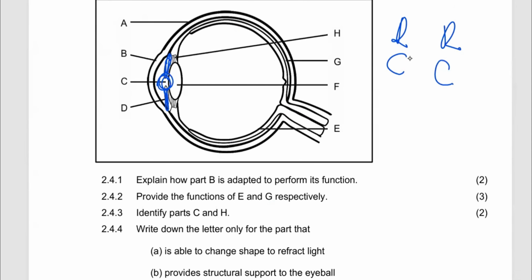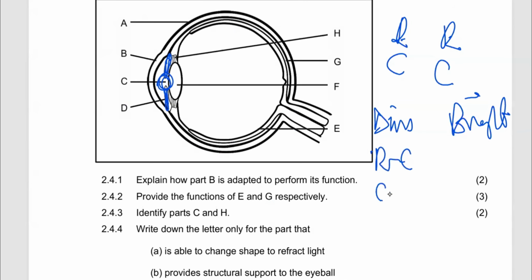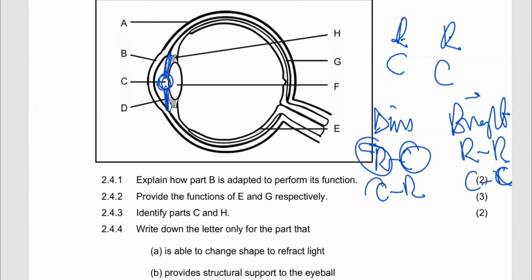So if radial muscles contract and the sacral muscles relax, what will happen? If radial muscles relax and the sacral muscles contract, what will happen? You come with the concept of dim light and bright light. In dim light, you mix things. When the light is off, you end up mixing things. So in dim light, R is going to go with C, and C is going to go with R. While in bright light, R goes with R, and C goes with C. So radial muscles contract, sacral muscles relax.